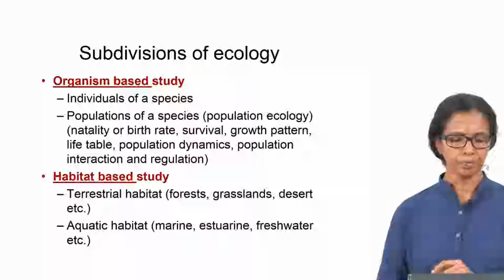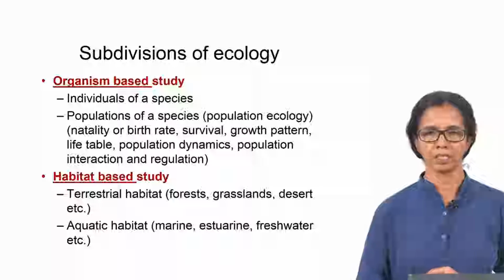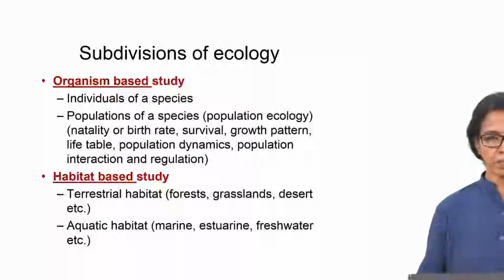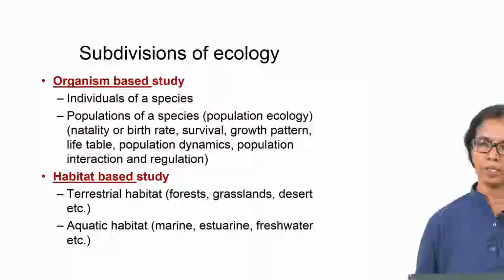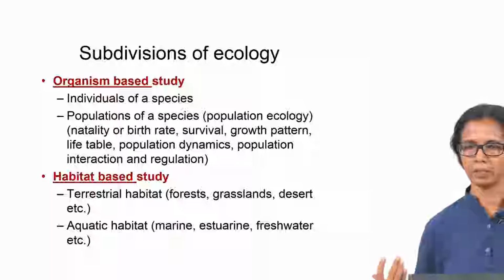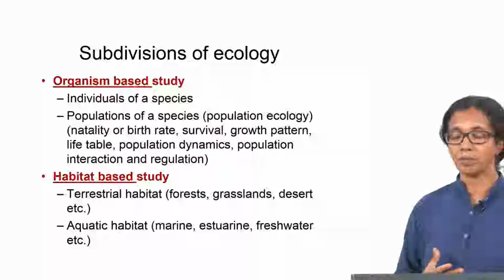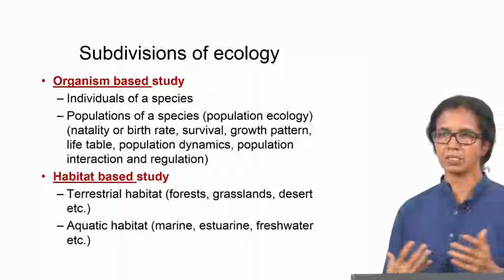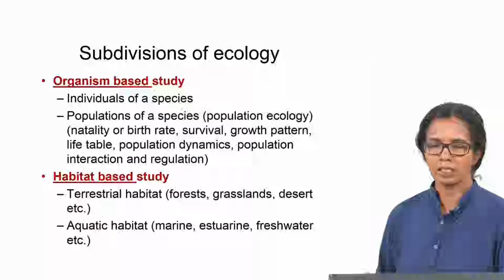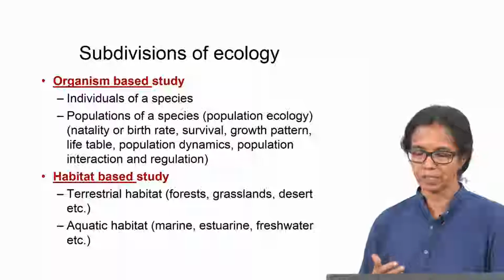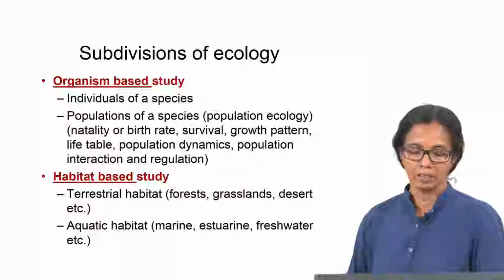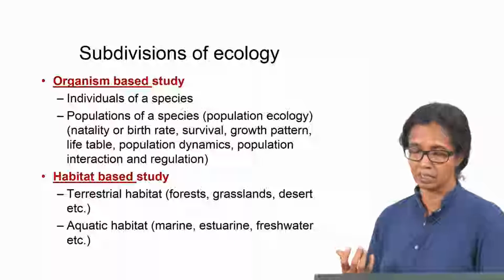Or one can also study what are known as populations of a particular species, which is known as population ecology. This involves how many members of the species are born, that means the birth rate, how many of them are surviving, not caring about the causes of survival, just a count of how many are surviving, the growth pattern, their life table, and the population dynamics. For example, if we are talking about the population of tigers in a particular national park, what are the factors that will dictate the population of that species? It could be how many tiger cubs are born per year in that habitat, which gives us the birth rate per year.